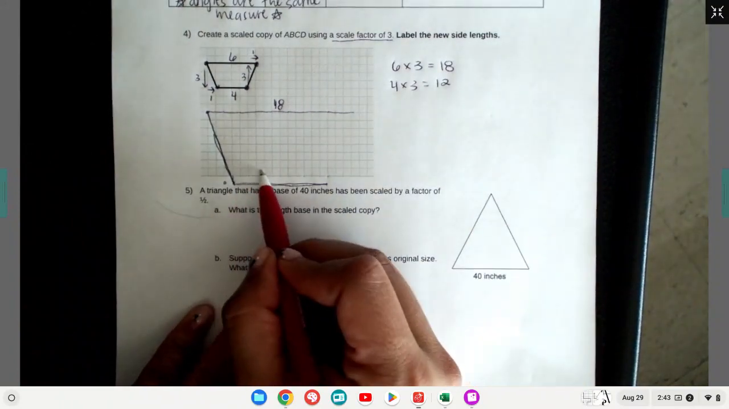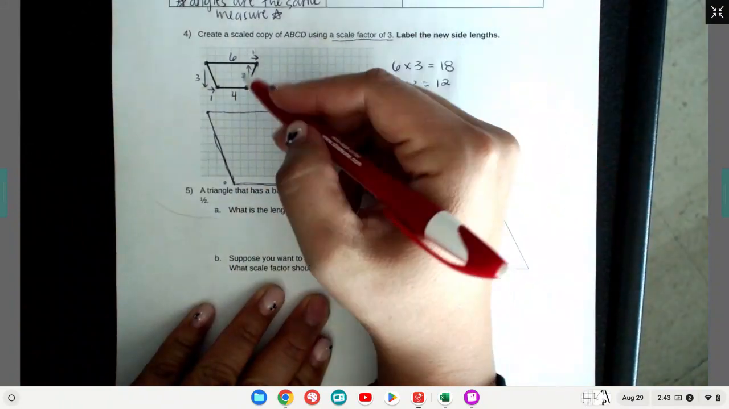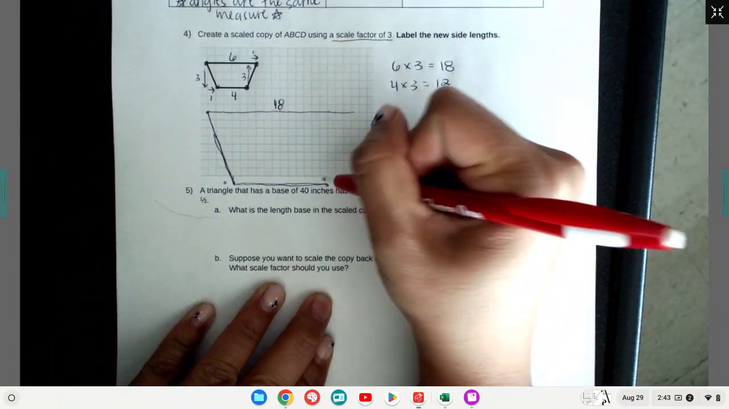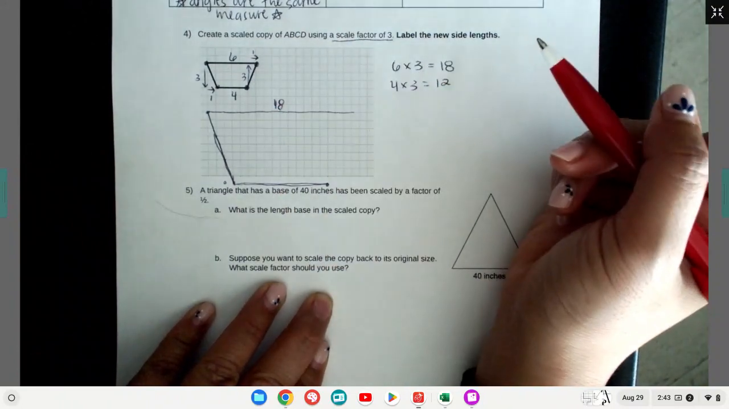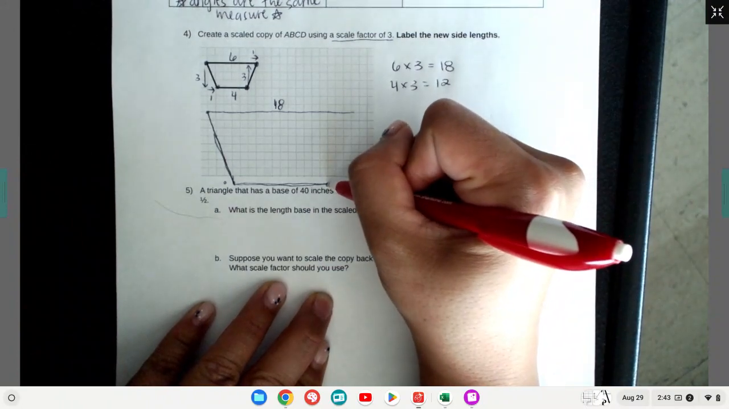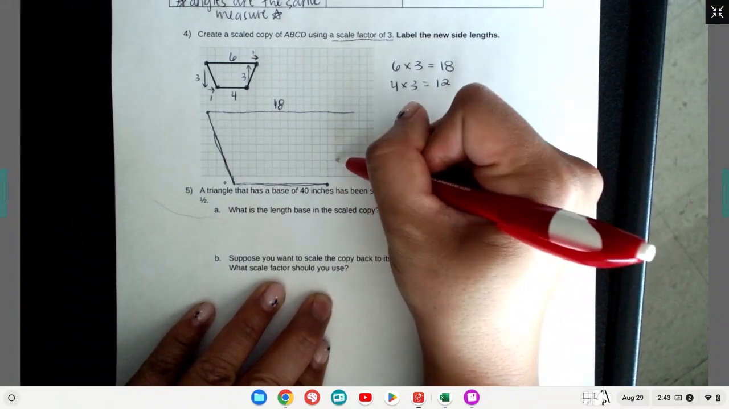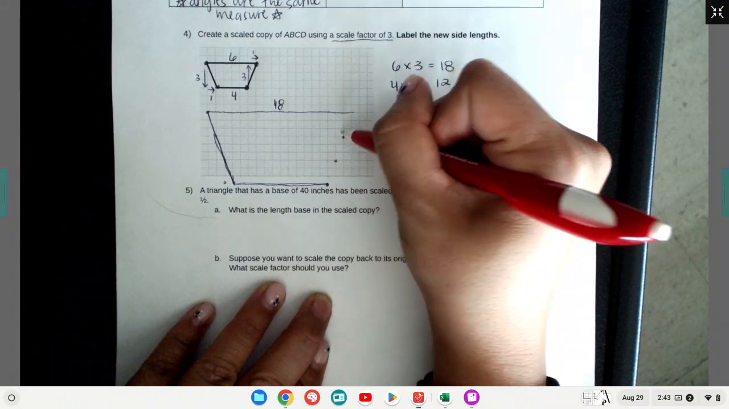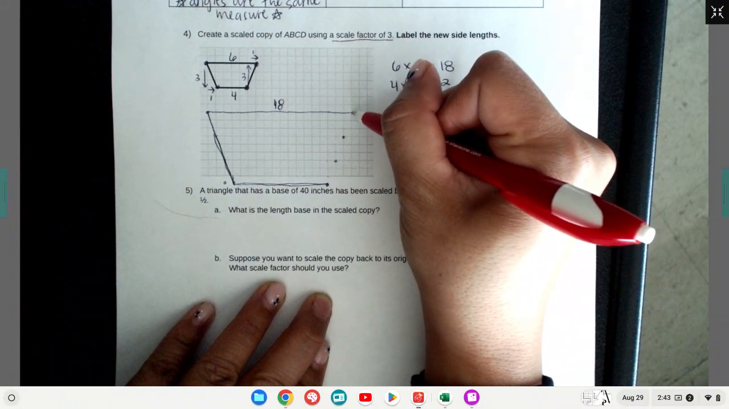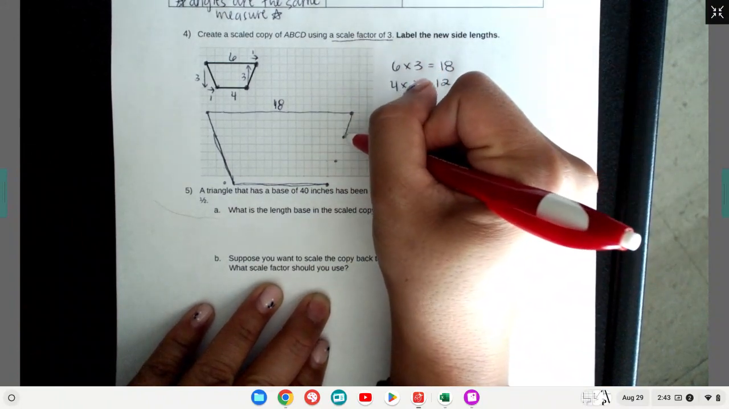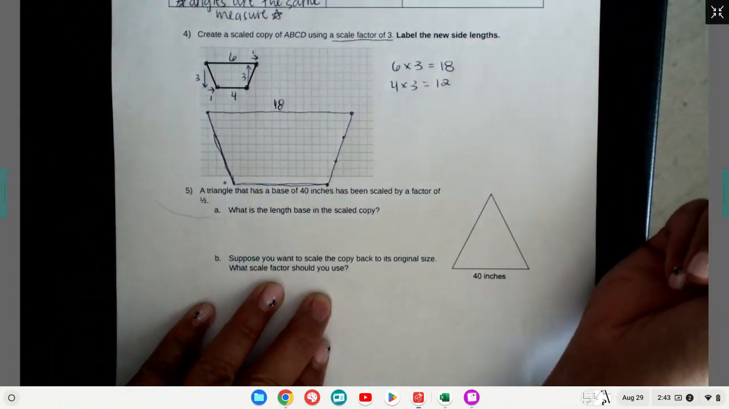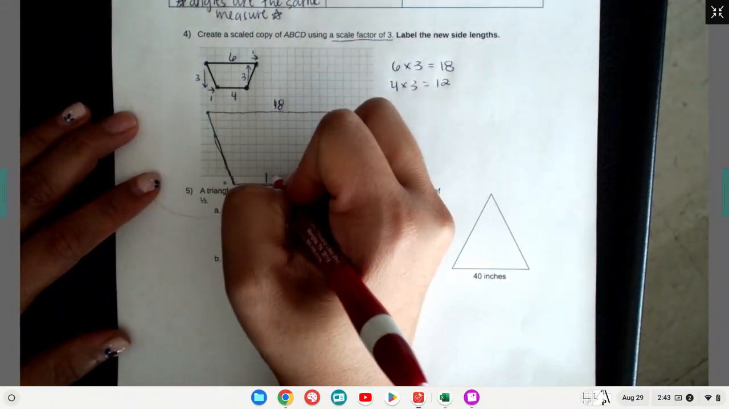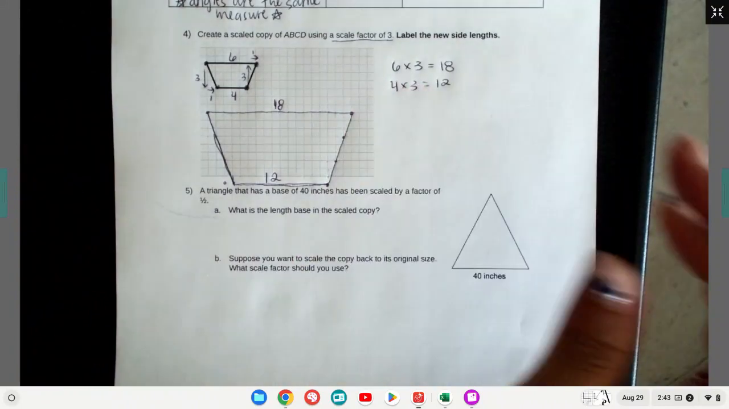And again, I use these boxes to count 12. Now I'm going to follow this pattern right here, and I know that my pattern is up 3 over 1, so I'm going to go, starting at this corner, up 1, 2, 3, over once, up 1, 2, 3, over once, up 1, 2, 3, over once, and I'm going to connect. And that makes a perfect scale copy using a scale factor of 3. I'm going to label this, and we're done.